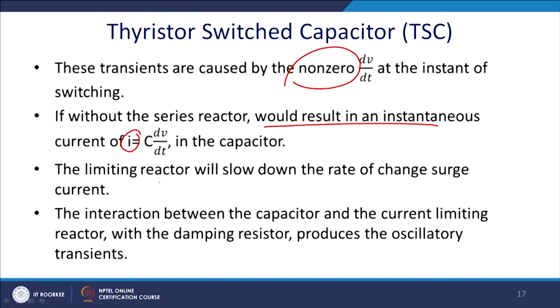And to limit this current, what does the limiting reactor do? The limiting reactor will slow down the rate of change of the surge current. For this reason, we have to put a small inductor to limit the high rise of the current I equal to C dV/dt. The interaction between the capacitor current and the limiting reactor with damping resistance produces the oscillatory transient. And the control system, this is a domain of research, is trying to actively damp this oscillation.